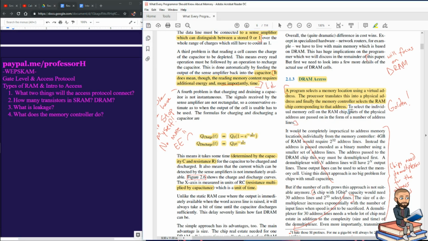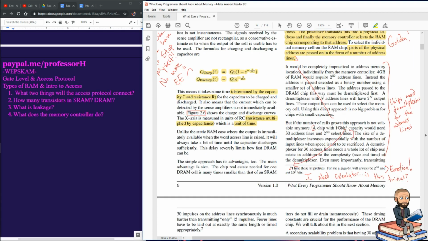Now to do that, only parts of the physical address are passed on in the form of a number of address lines. Let me summarize these two paragraphs by saying, because of this architecture with the rows and columns, chips would need to be demultiplexed for the address lines. A chip with 1 gigabit capacity would need 30 address lines and 2 to the 30 select lines. That's not 1 gigabit to the 6 or something. That'd make no sense.